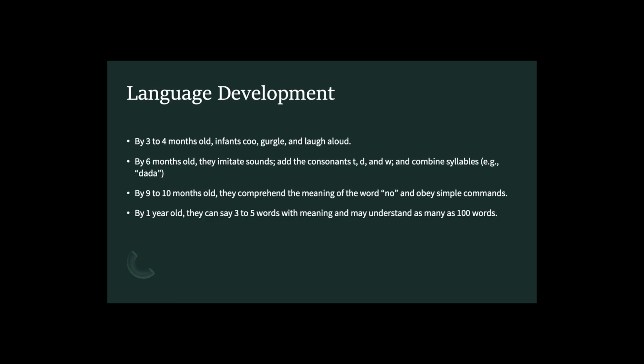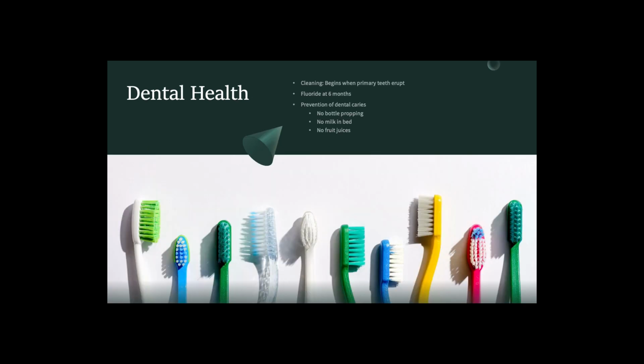Language development is also prominent. By 3 to 4 months old, the infant is cooing and laughing. By 6 months old, they're trying to imitate sounds and certain consonants and syllables. At 9 to 10 months, they're starting to understand the meaning of words like no. And by 1 year old, they can actually say 3 to 5 words and have a meaning behind them. Now, while they can only say 3 to 5 words, they can understand all the way up to about 100 of them.